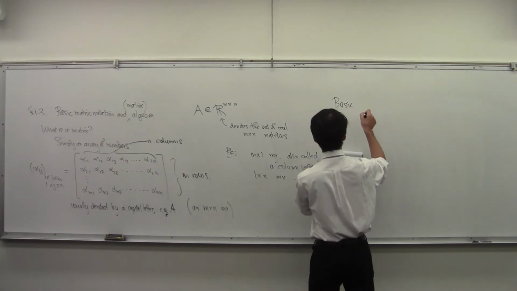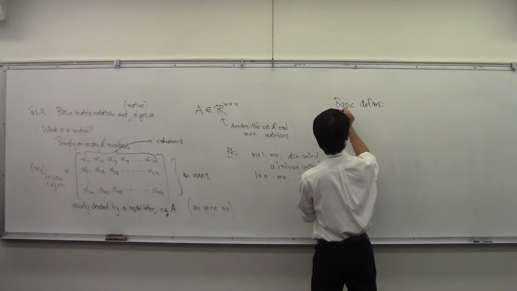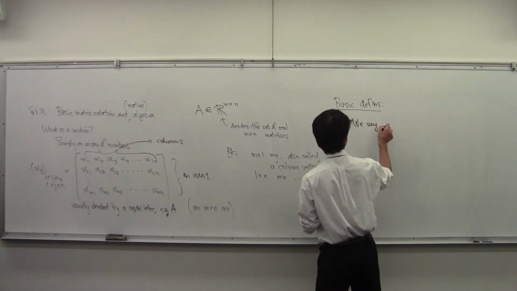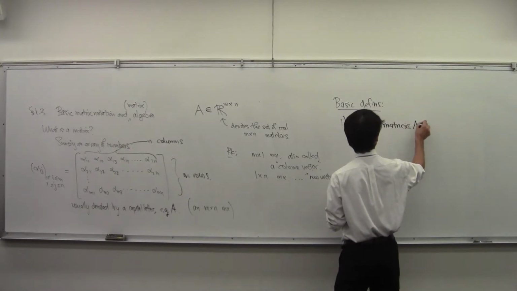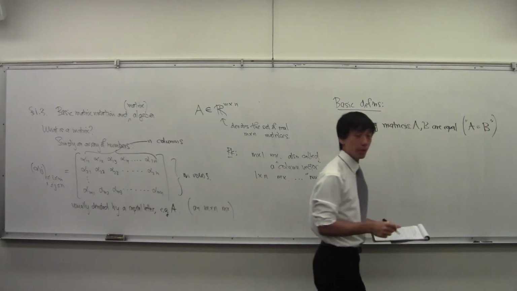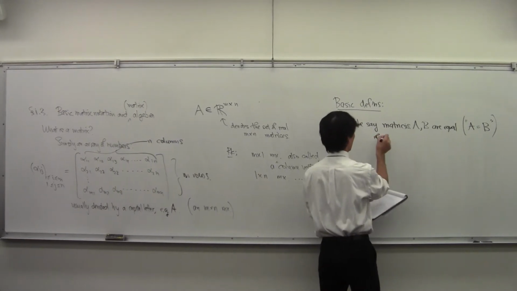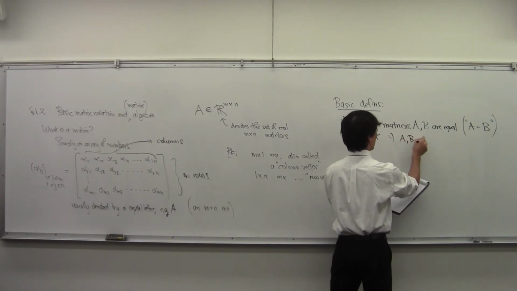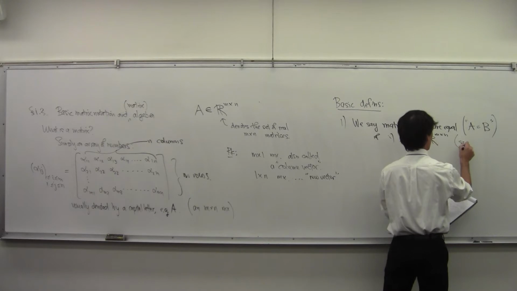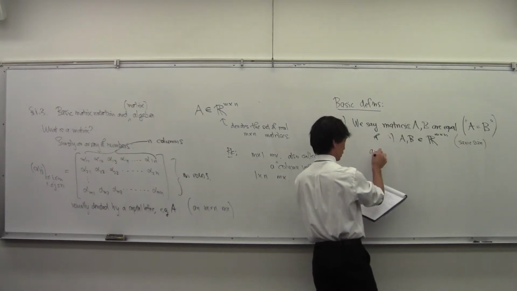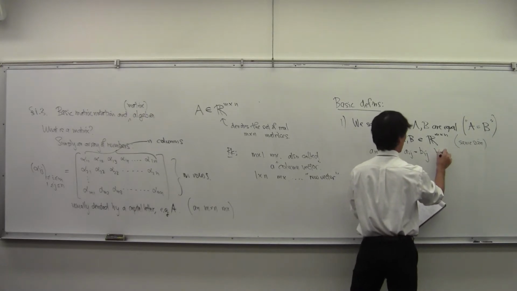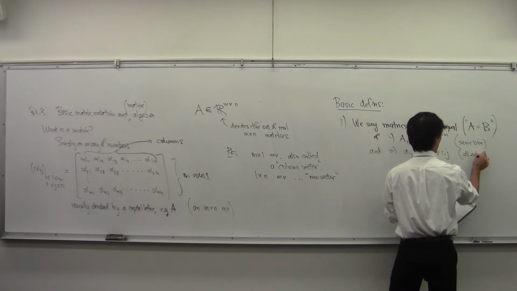Some basic definitions. So first off, we say that two matrices A and B are equal if they're the same size, so they're both the same size matrices, and a_ij equals b_ij for all i and j. In other words, all entries are equal.